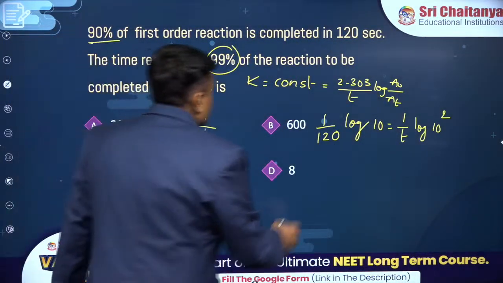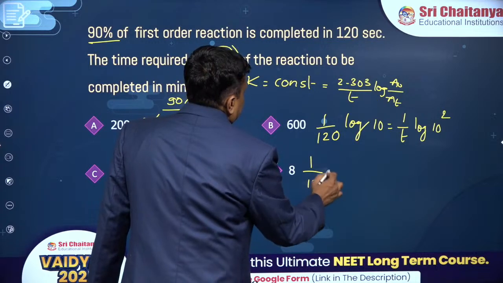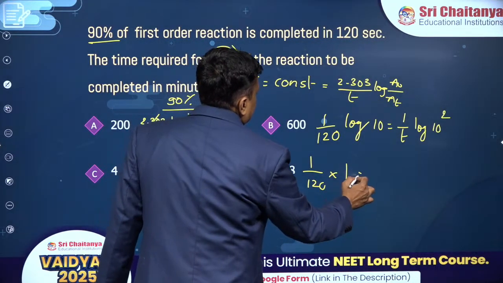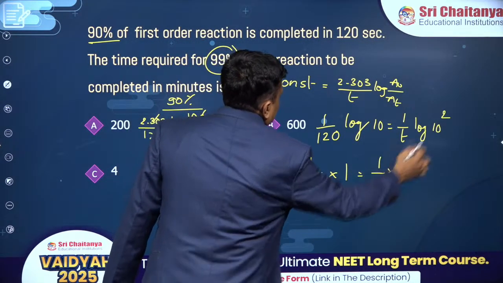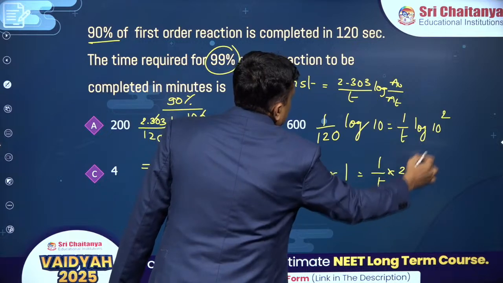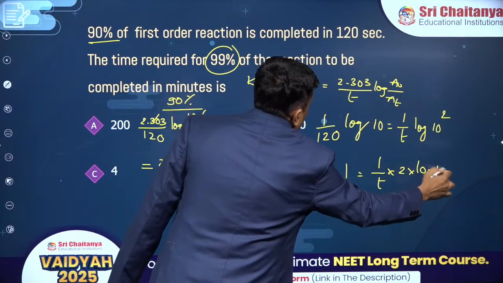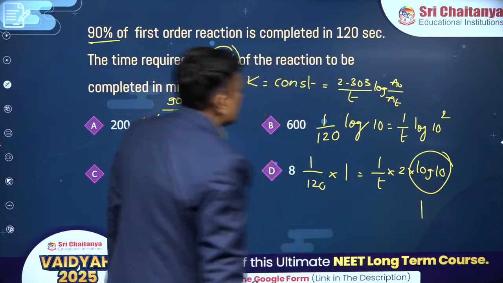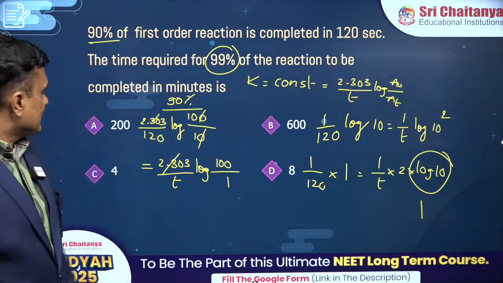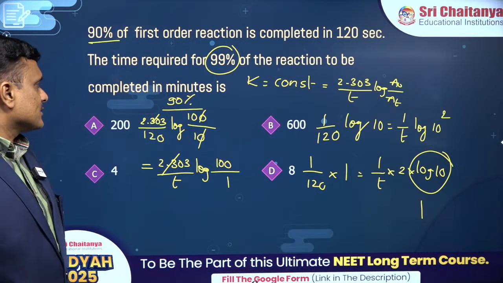Now listen all of you. 1 by 120 log 10 is equal to 1, is equal to 1 by T into log 10 square, which can be written as 2 log 10, whose value inherently is again equal to 1. Alright. Therefore, when you simplify this, you will be getting your answer, isn't it?